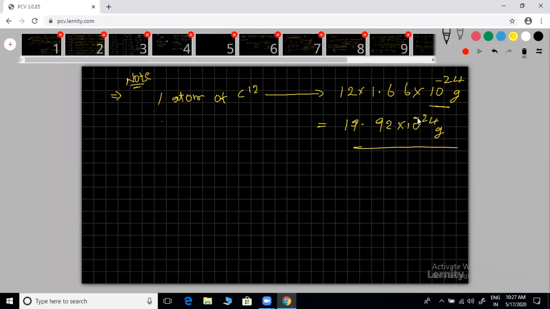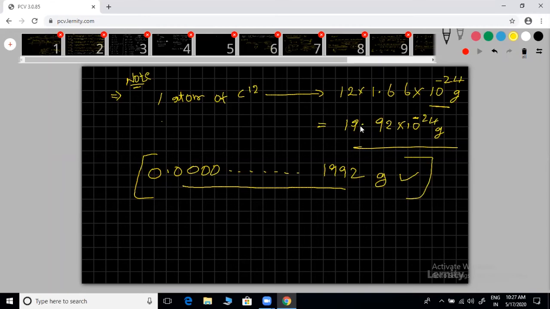10 power minus 24 means we have to write 0.0000 up to 24 zeros, then 1992. So this much value is the one carbon atom. Carbon atom is not visible, that's why it is a very small value. This is exactly the weight of one carbon atom. So what is the one carbon atom weight? This is experimentally proved: 19.92 into 10 power minus 24 grams.